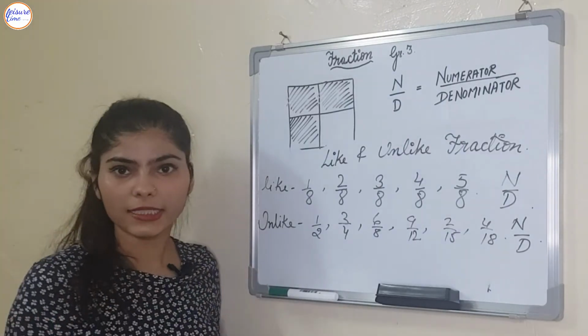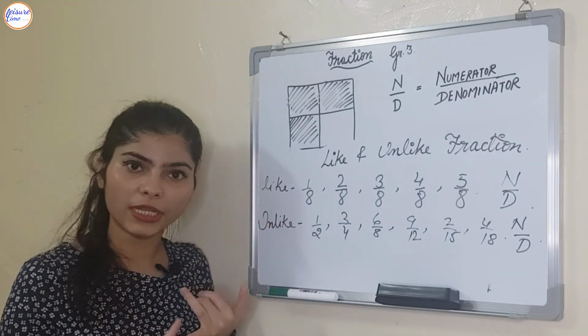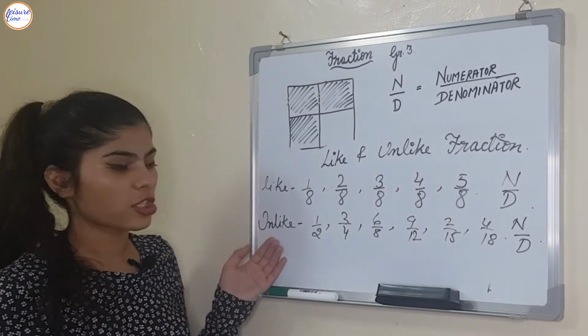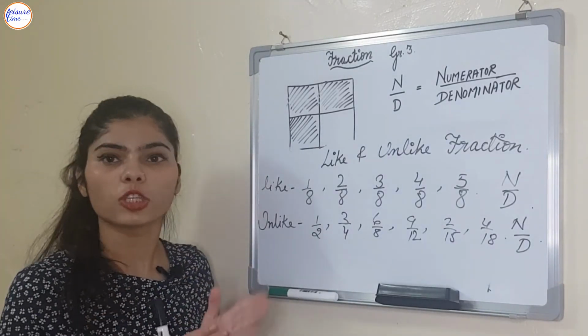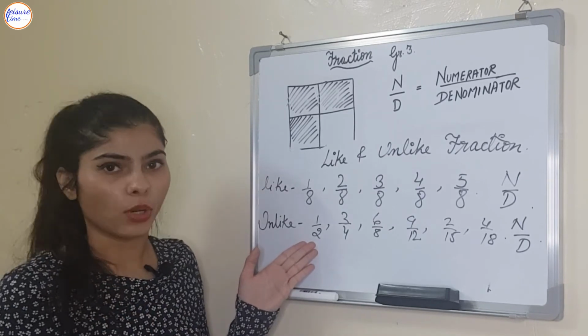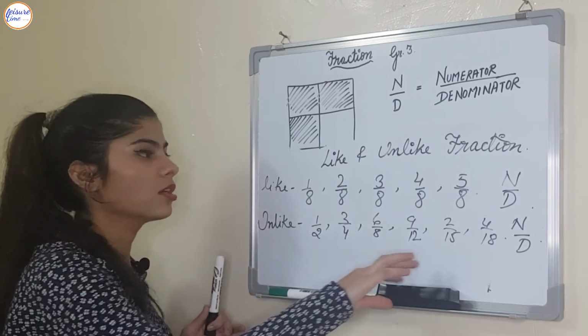So it is clear that like fractions are those fractions whose denominators are same or equal, and unlike fractions are those fractions whose denominators are different or unequal or not same. Okay, clear? Now next, unit fraction.